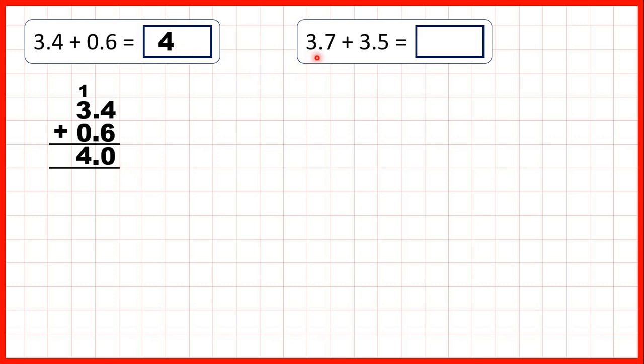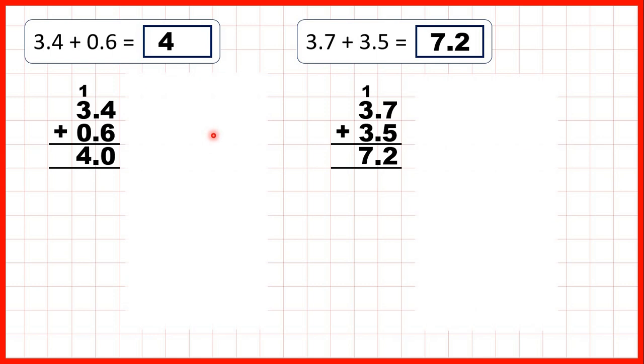Finally, we have 3.7 plus 3.5, so we set it out as a column addition, copy the decimal point down into our answer line. And now 7 plus 5 is 12, so 1, 2, and 1 plus 3 plus 3 is 7, so our answer is 7.2. Let's see what we did here.